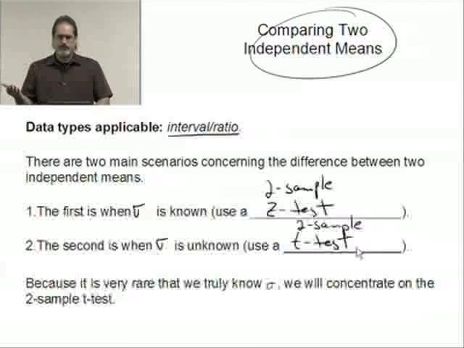Well, if you can do two-sample t-tests, you can certainly do two-sample z-tests. It's not that big of a deal. But realistically, in the real world, it's very rare you'd end up doing a two-sample z-test when we're talking about comparing means from two independent samples.